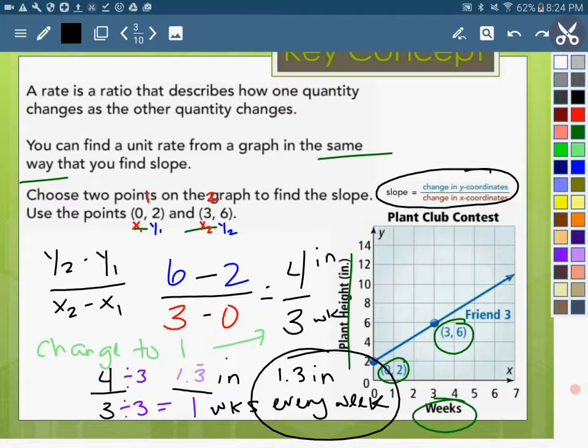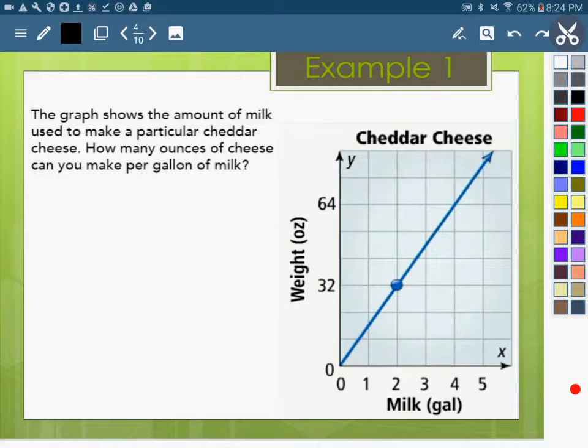So now that we understand the idea of slope is the same as rate of change and unit rate is the same as those two with just a denominator of 1, let's try our first example. It says the graph shows the amount of milk used to make a particular cheddar cheese. How many ounces of cheese can you make per gallon of milk? So really, all I want you to do in these situations is find the slope or find the rate of change and then reduce it down where the denominator is 1.